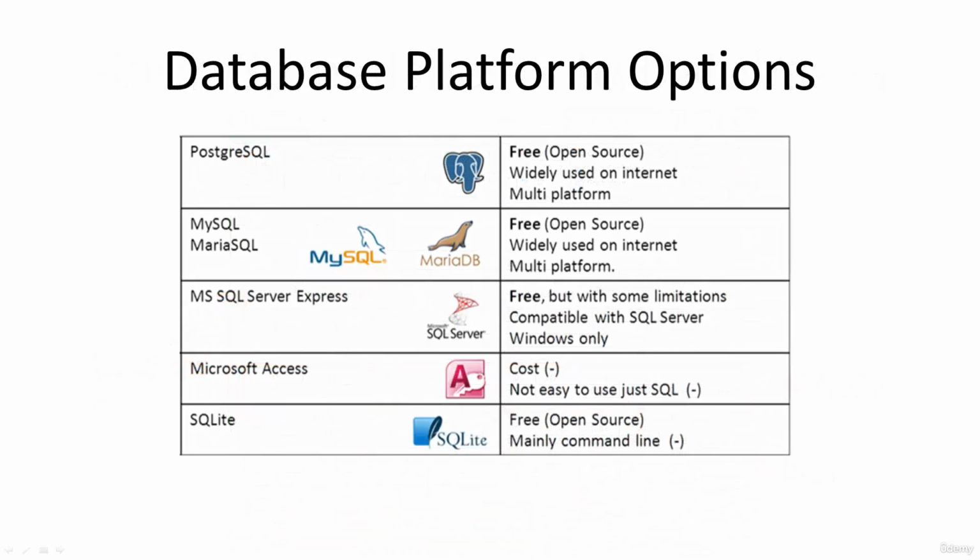So what are our database platform options? Well, there are actually lots of database platform options, a lot more than what I've put here, but here are some of the main ones. You have PostgreSQL, MySQL, MySQL Server Express, Microsoft Access, and then SQLite. Each of these has its pros and cons, but we're going to be focusing on PostgreSQL. The reason is that PostgreSQL is free, it's open source, it's widely used on the internet, and it's multi-platform, meaning Windows or Mac users can all use it. One of my main reasons for choosing it is that it's super easy to install and just hit the ground running.